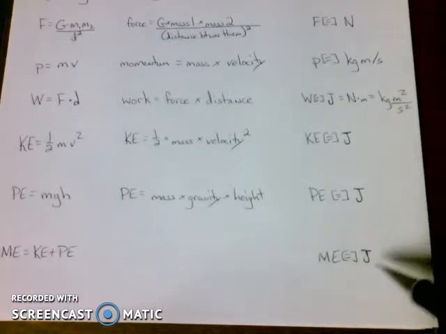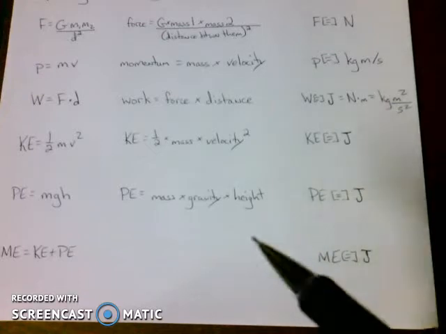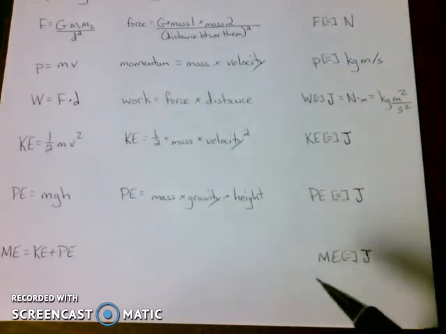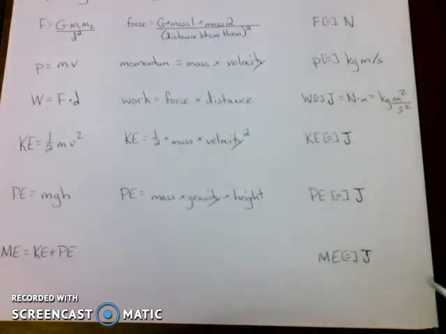Remember, we said that as an object falls or goes on a frictionless path, mechanical energy is conserved. So it could apply to somebody on a swing set, it could apply to a roller coaster, it could apply to an apple falling towards the earth. Mechanical energy is conserved. All right, great.